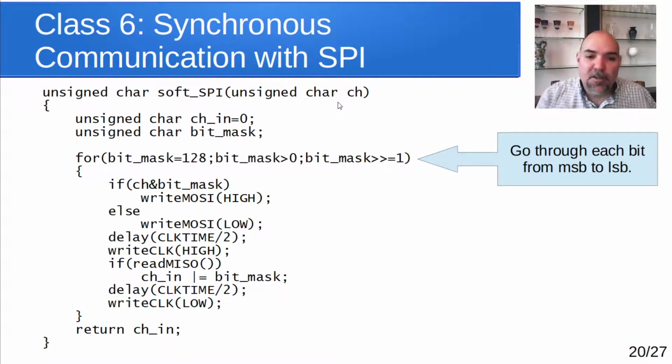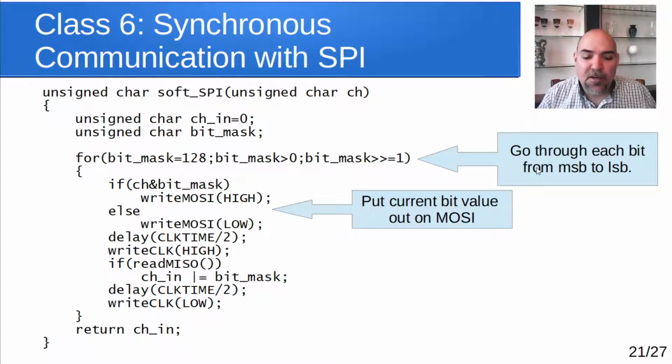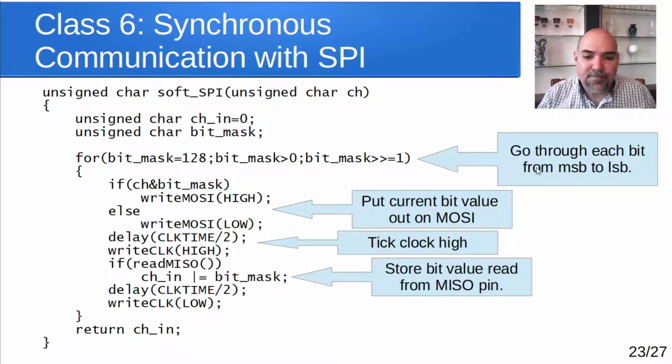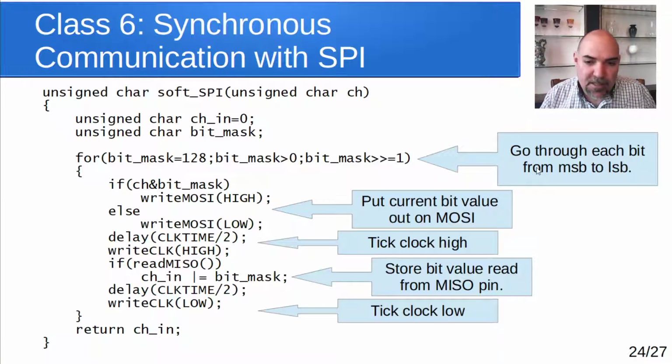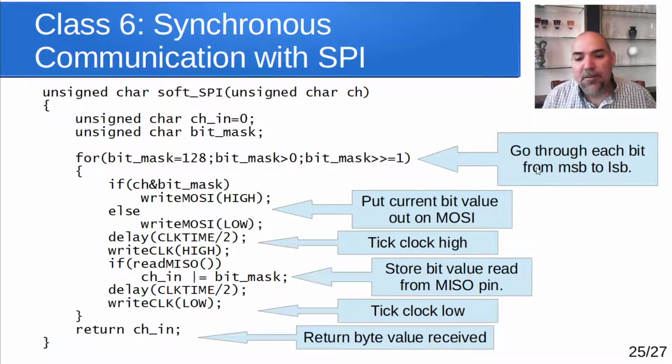So let's go through this. We go through each bit from most significant to least significant. That puts the current bit value, what we're trying to send, on the MOSI line. We tick the clock. We then read and store the bit value that came in from MISO. We finish ticking the clock. And then after we repeat that 8 times, we return the byte value that was received after we sent out the byte value that went out. So notice this function is implementing that full duplex. For every byte we shift out, we get a byte back, and it returns it to us.